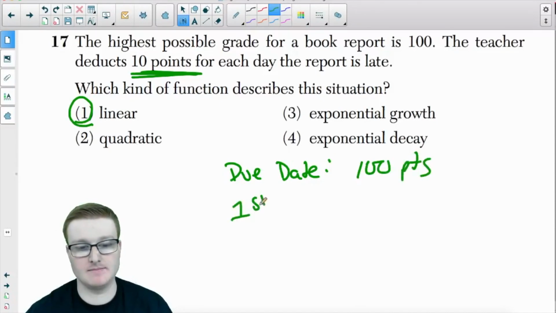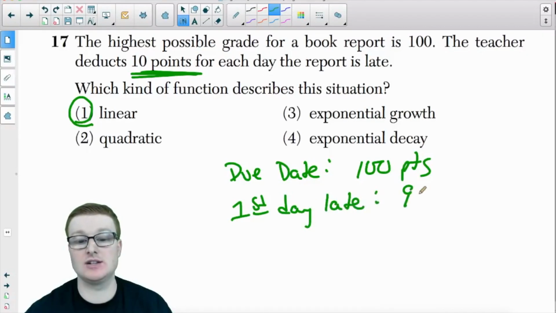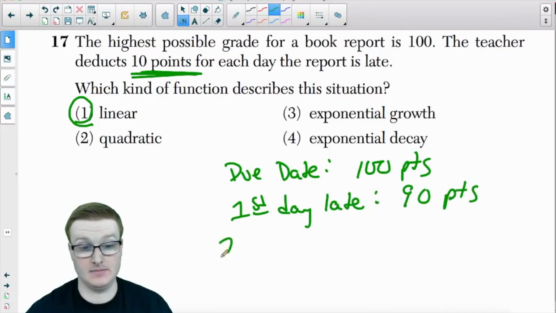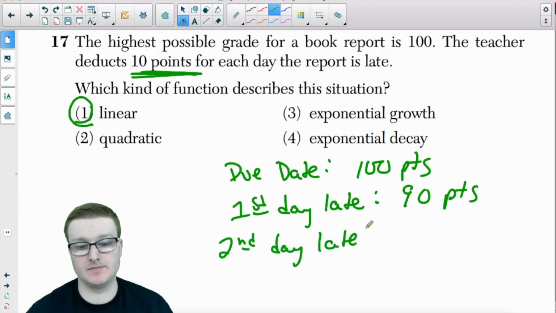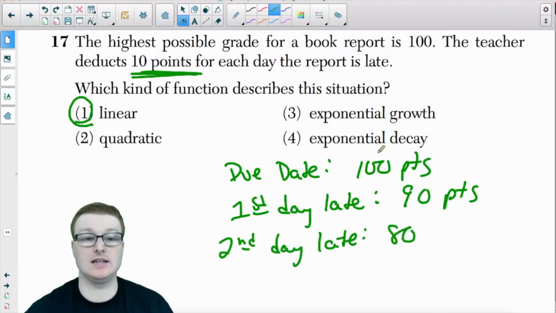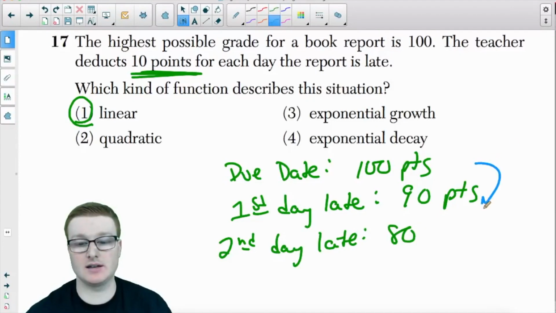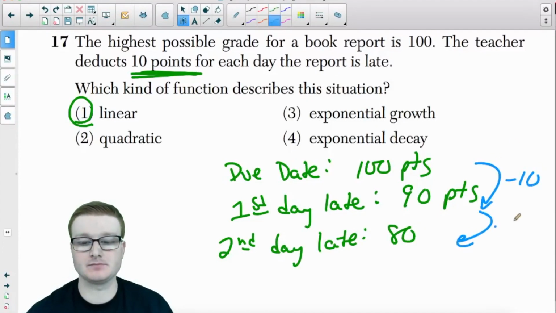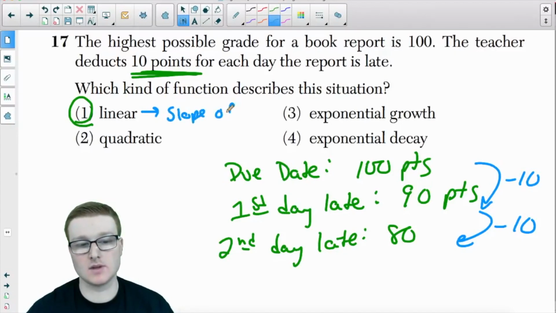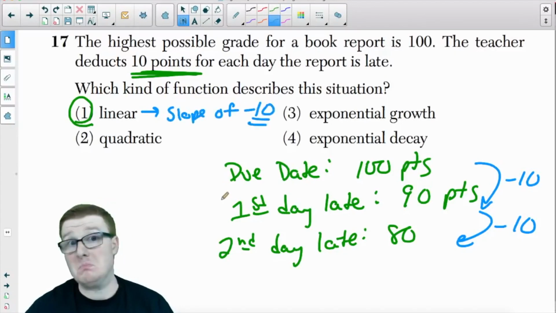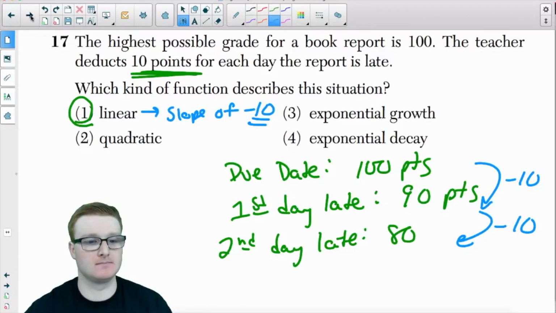Then the first day it is late, the first day of lateness, it drops down to 90 points. Then the second day of lateness, it drops to 80 points. And it keeps on going down. So we're decreasing by 10. It's linear because it has a slope of -10. That's it. Your answer is choice 1.